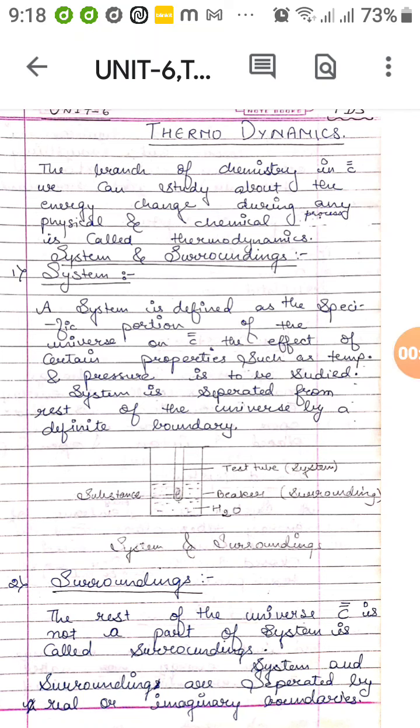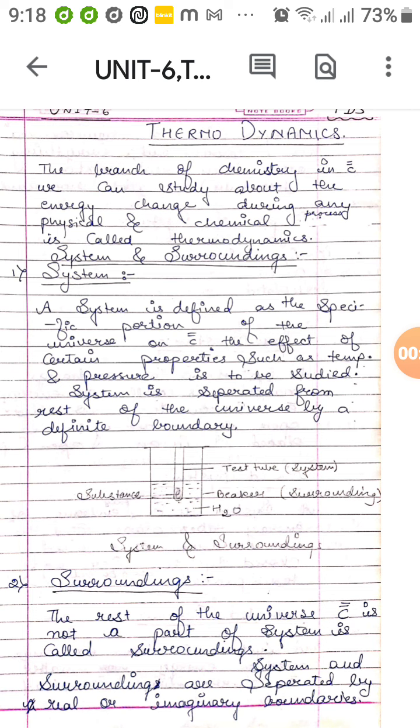Hello students, today we are going to start with the chapter Thermodynamics. It is a branch of physical chemistry in which we can study about the energy change during any physical and chemical process. In other words, thermodynamics is a branch of physical chemistry which deals with the energy changes accompanying physical and chemical transformations. Some terminologies which are closely related to thermodynamics are as follows.